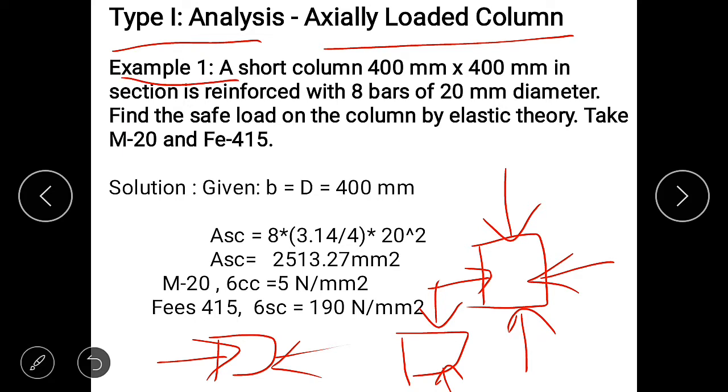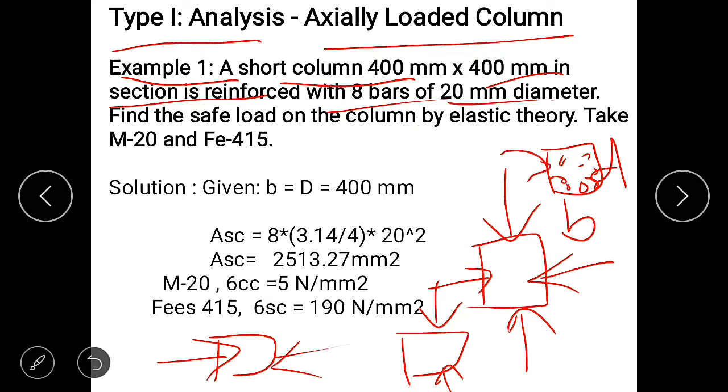Example number 1. A short column 400 mm by 400 mm, the column whose width and depth is 400 mm by 400 mm in section, is reinforced with 8 bars of 20 mm diameter. Here 8 bars are provided: 1, 2, 3, 4, 5, 6, 7 and 8. Like this, 8 bars are provided, and the diameter of each bar is 20 mm.